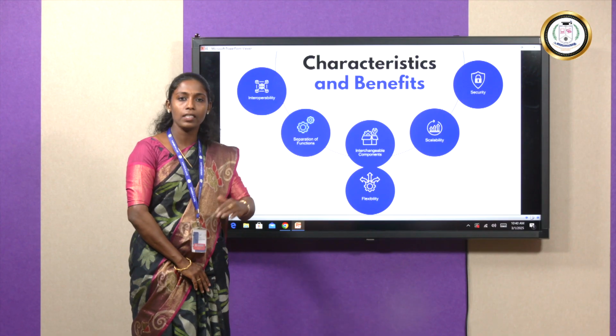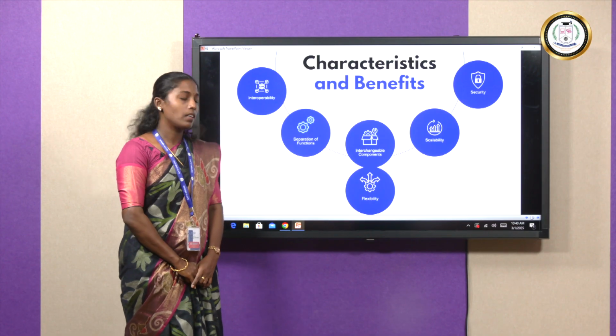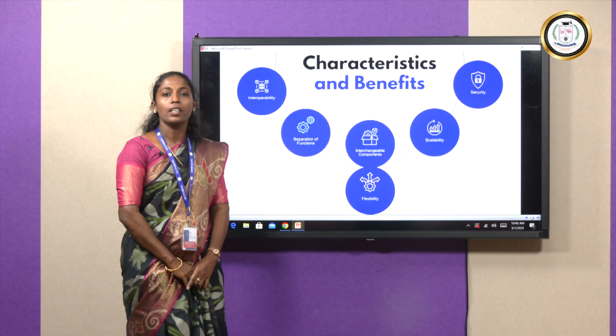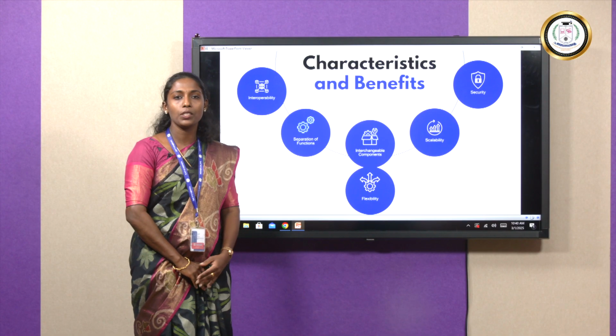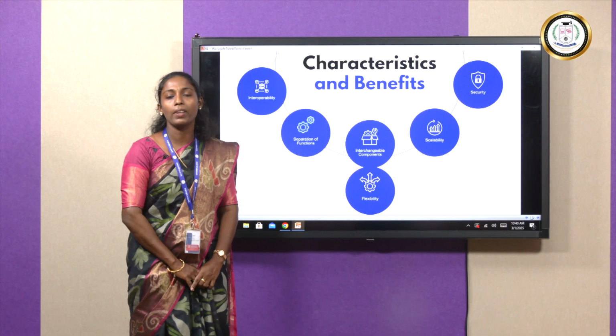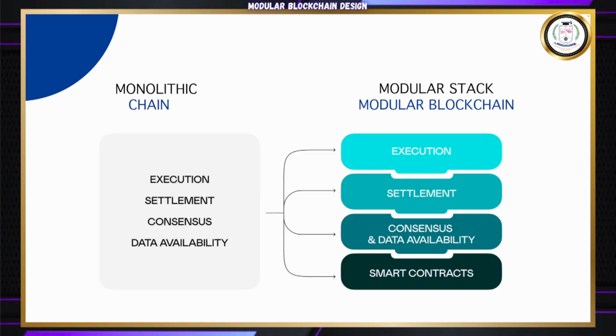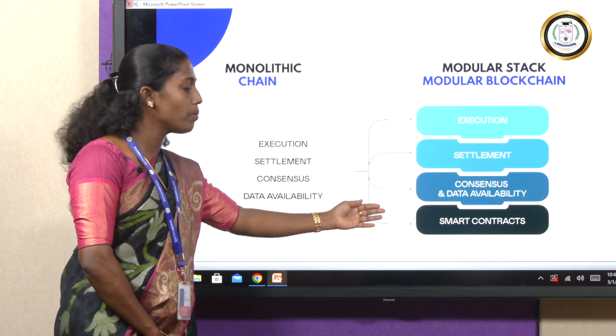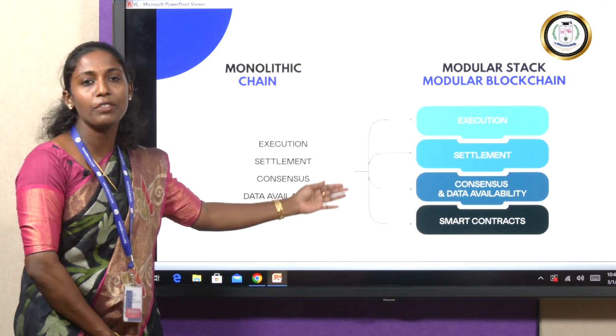The layers can be interchanged as per the user's convenience, and then flexibility is increased, and scalability is also increased. When n number of different nodes are added into the network, scalability increases, and security is also improved when compared to the monolithic. So this is the structure of it. In a monolithic chain, everything is in a single layer, and here in modular blockchain we have the execution layer, settlement layer, consensus, and also the smart contracts, everything in different layers.